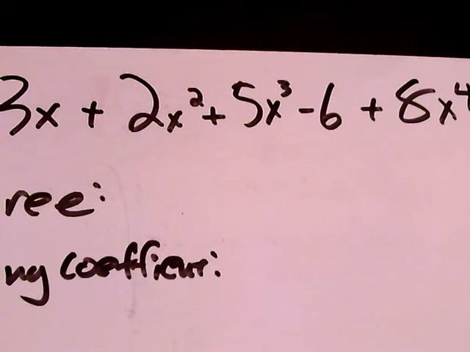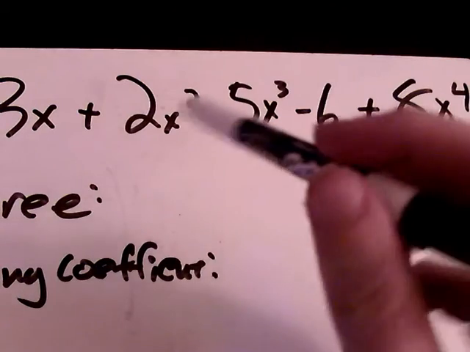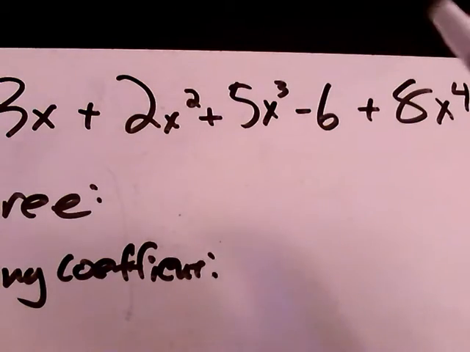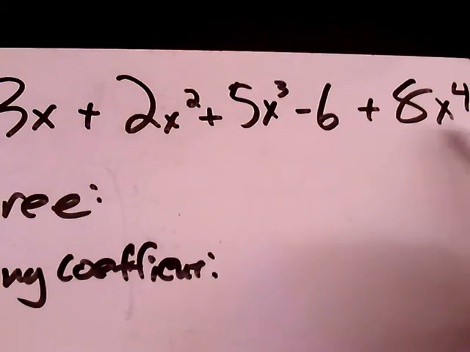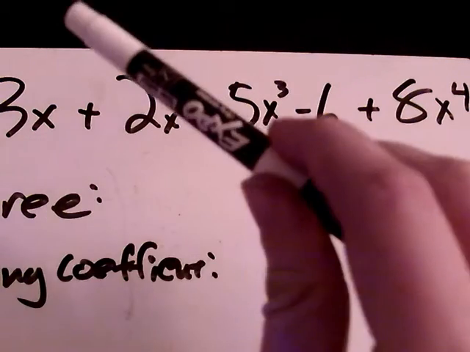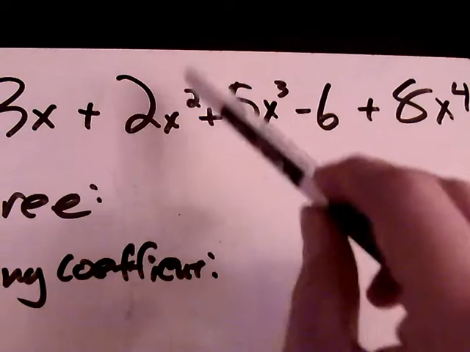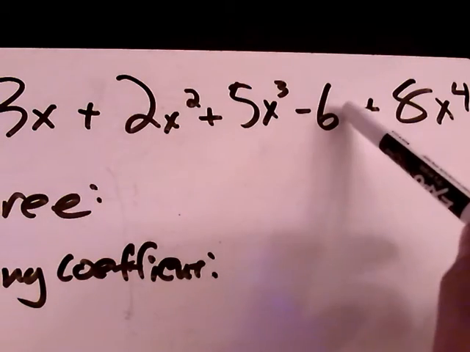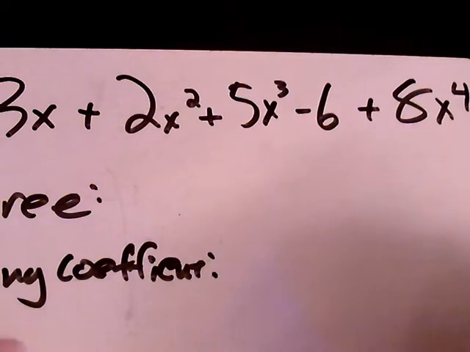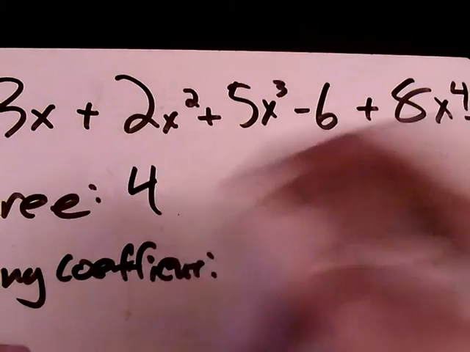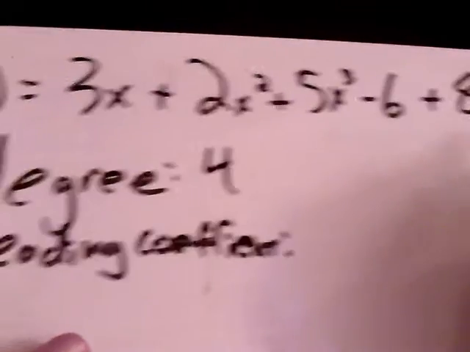So the first thing we're going to talk about is the degree and leading coefficient. These are two different things, but they revolve around the same thing. Now, it does not matter what order they're in, so don't just think it's the first exponent. We look here, we have an exponent of 1, 2, 3, this one has 0 because it's got nothing, and this one's 4. Degree is the one with the biggest exponent. 4 is the biggest exponent. So 4.